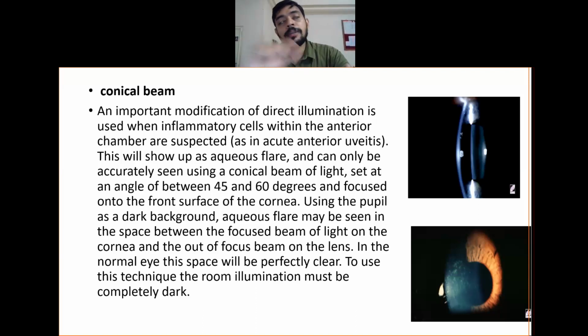So we project a thin beam of light. The projection angle will be about 45 to 60 degrees and we will be observing for any moving particles on the pathway. If there are any particles, we'll be counting them and grading the cells as well as flare in that same area.